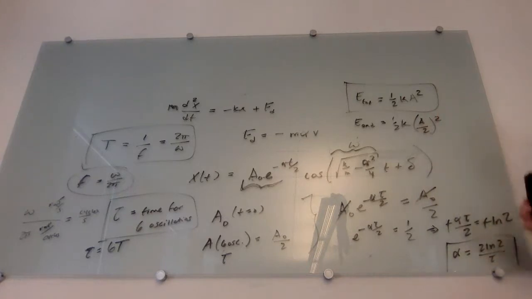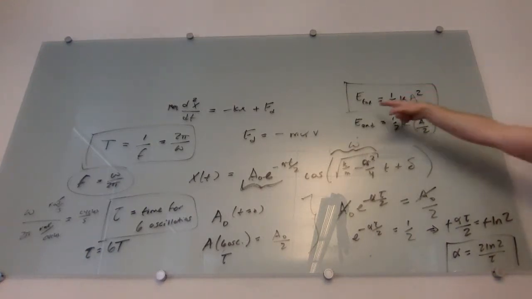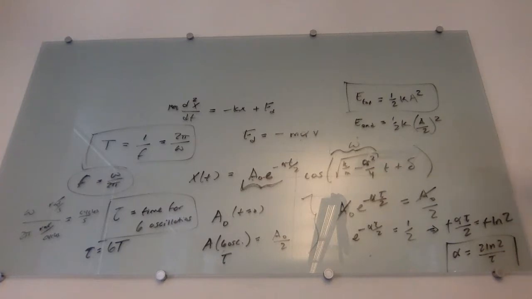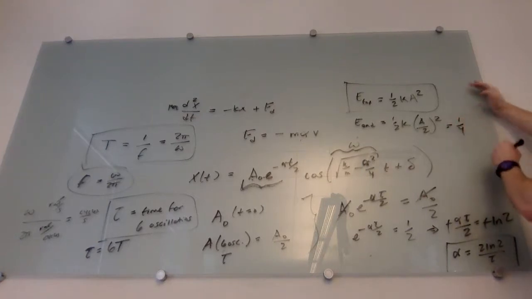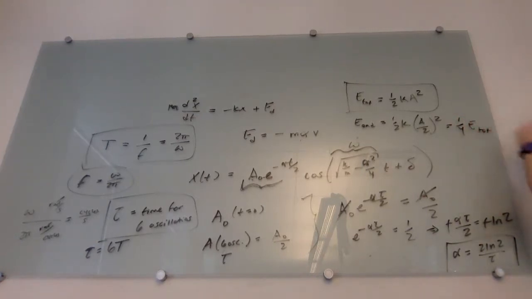Of course, they told you the number, it's 10, but make sure, by the way, when you're actually doing the numbers, to convert it to meters, because if you want this to be in joules, you have to have the distance in meters. And so you can see that the energy actually goes down by a factor of 4. This is 1/4 of E total. So it went down to 1/4 of what it was.